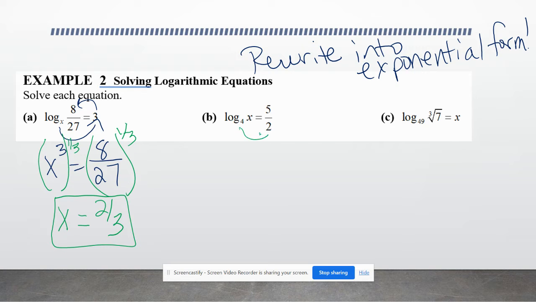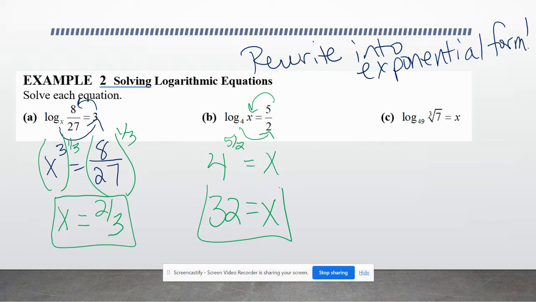Letter B, our base is 4, our exponent is 5/2, and then in our center is x. This I can just straight up put in the calculator, 4 to the 5/2 power. And when I do that, I get 32 for an answer.